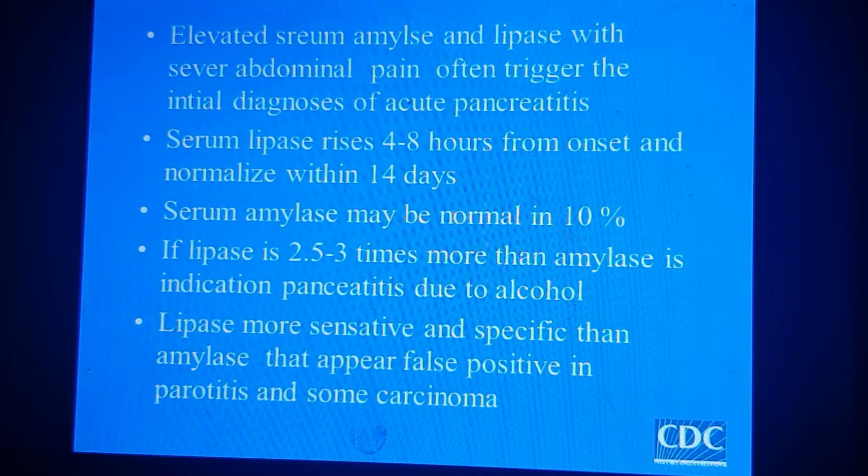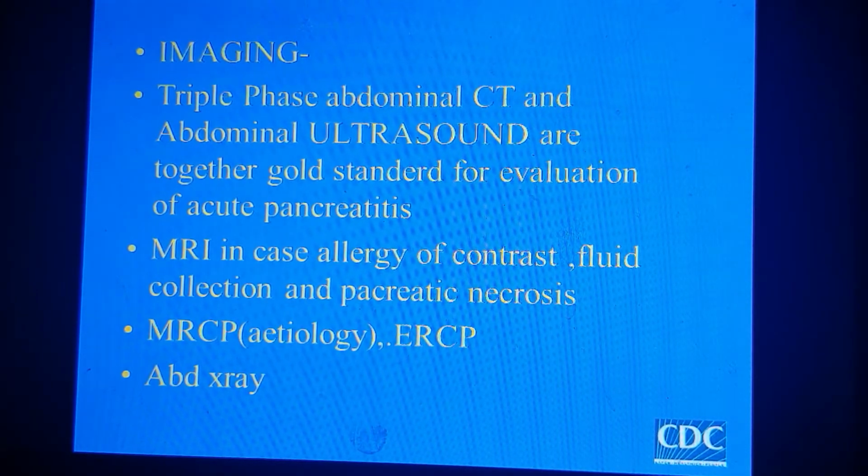Lipase is more sensitive and more specific than amylase, as I've said before, because in 10% of acute pancreatitis there is a normal serum amylase. In addition, amylase may appear as a false positive, meaning it will be elevated in parotitis and some carcinomas. What about the imaging? Triple phase abdominal CT and abdominal ultrasound are together the gold standard for evaluation of acute pancreatitis. MRI is used in case of allergy to the contrast with CT, or in case of fluid collection and pancreatic necrosis.